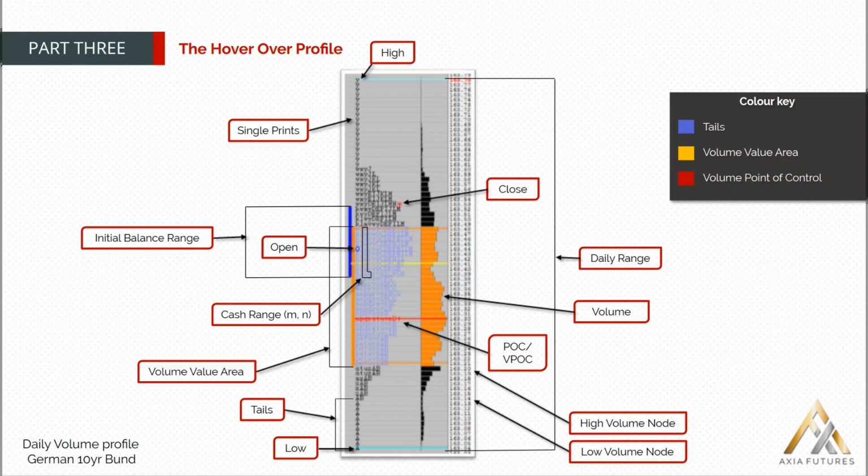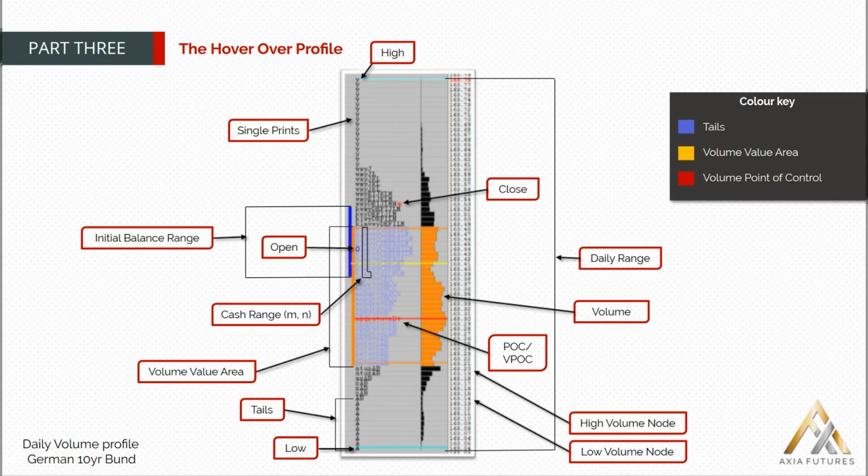We then have the high volume node and the low volume node. A high volume node is where a lot of volume is transacted at one price or a number of prices, which would be called a high volume area. And a low volume node is a single price where there is low volume traded, or a low volume area is a few prices where a low amount of volume is traded. Again, we will talk a lot more about these as we go further down the line, but it's important to know right now that a high volume node is where a high amount of volume is traded at one price, and a low volume node is where a low volume is traded at one price.